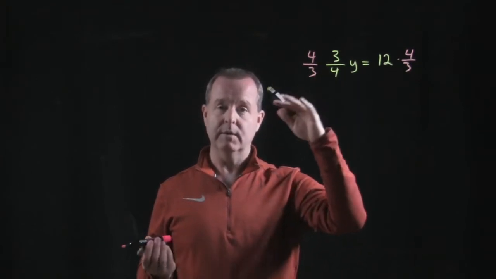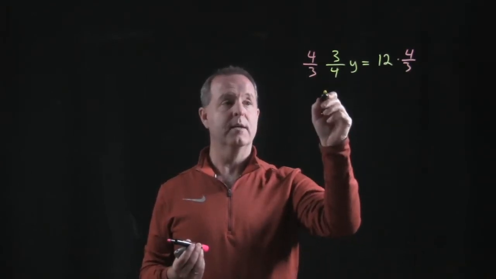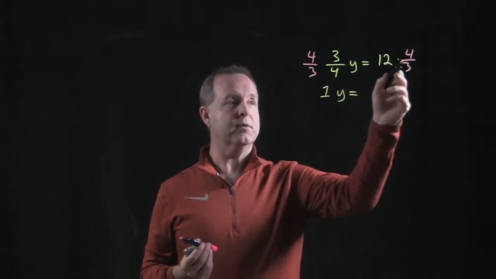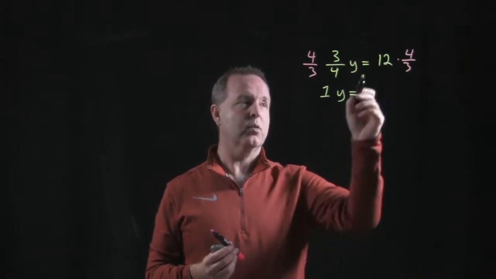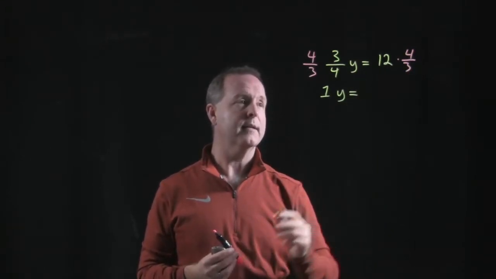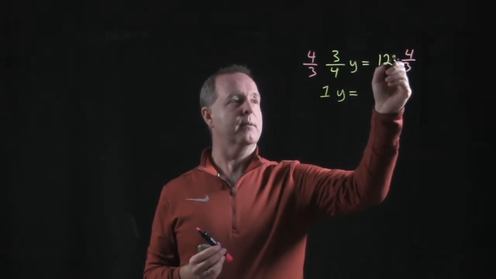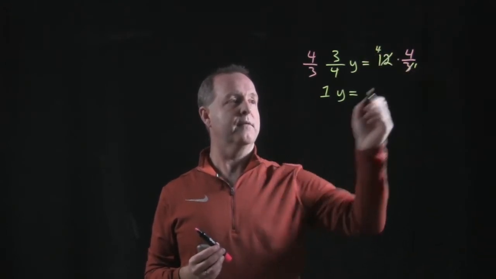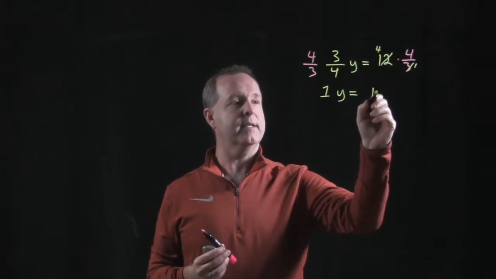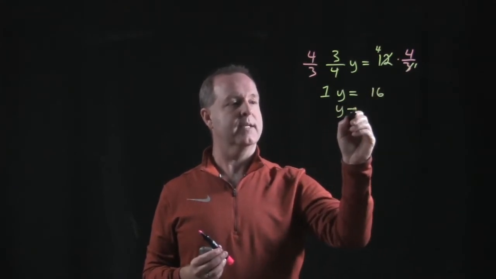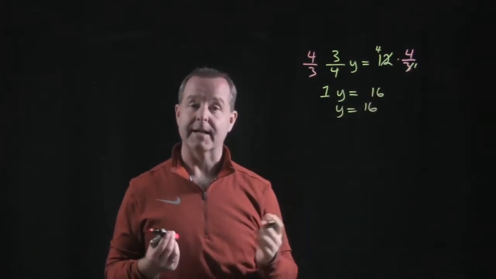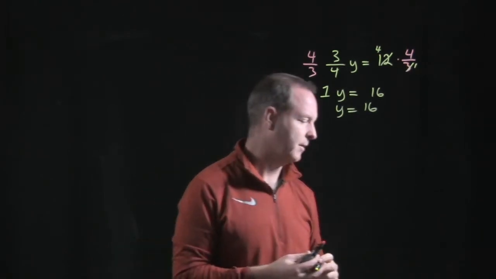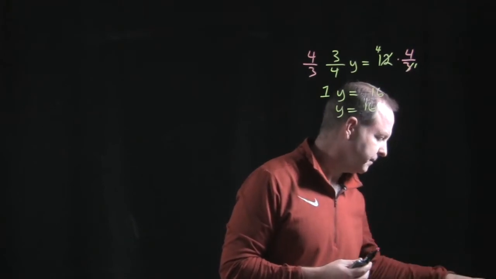12 over 12, a clever version of 1. So I'm left with 1y equals, how do I multiply that? 12 times 4 divided by 3. I can factor out a little bit of a shortcut. 3 goes into 12 4 times, 3 goes into 3 1 time, so I'm left with 16. Y equals 16. That's my solution. Kind of slick, huh? Let's look at another example that we can do as well.